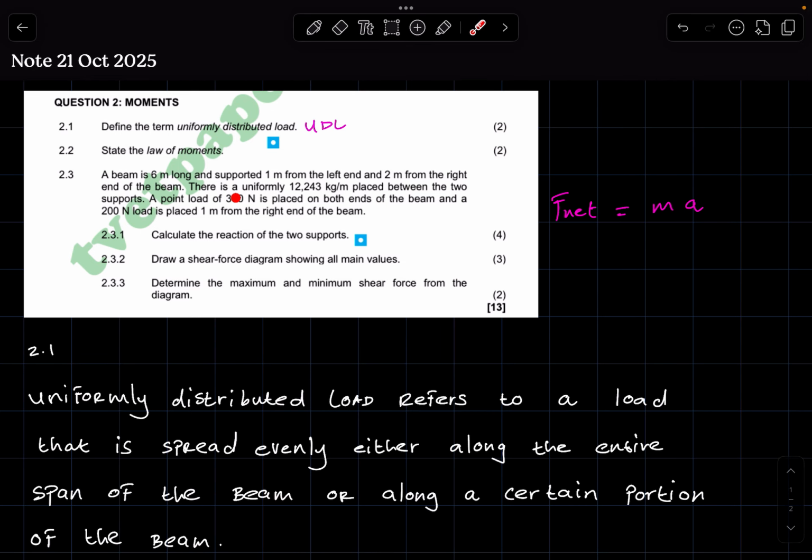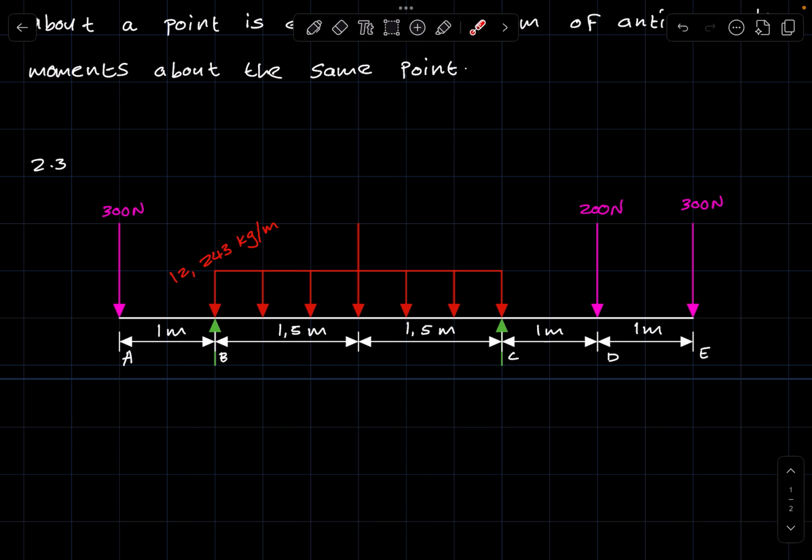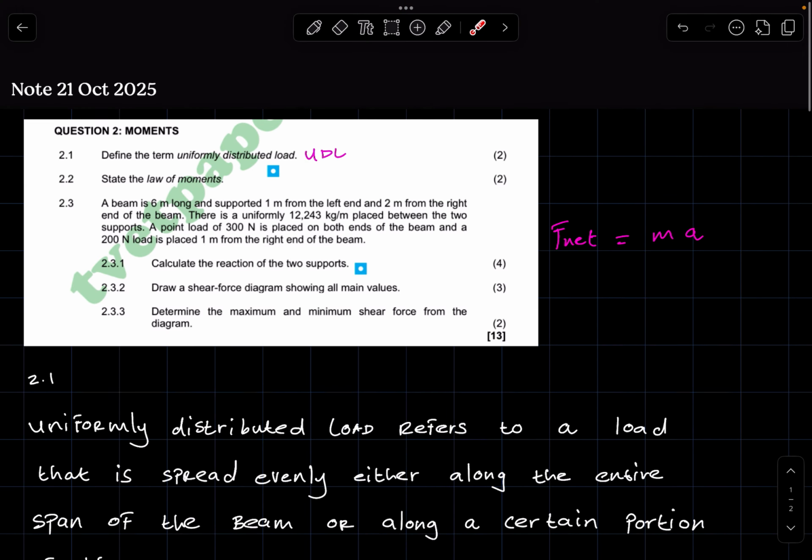And they say there is a uniformly 12,243 kilograms per meter placed between the two supports, right. So here they were supposed to say there is a uniformly distributed load placed between the two supports. So you have a support here, you have a support here. Between the supports is a UDL, and the magnitude of that UDL is 12,243 kilograms per meter, right.